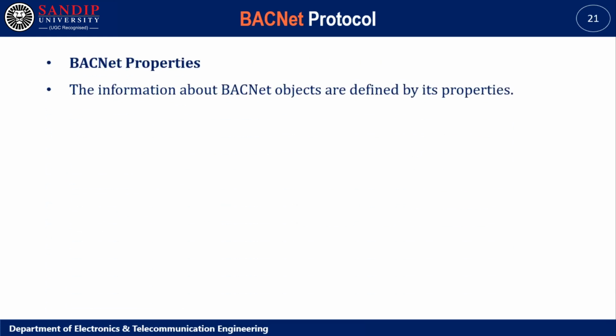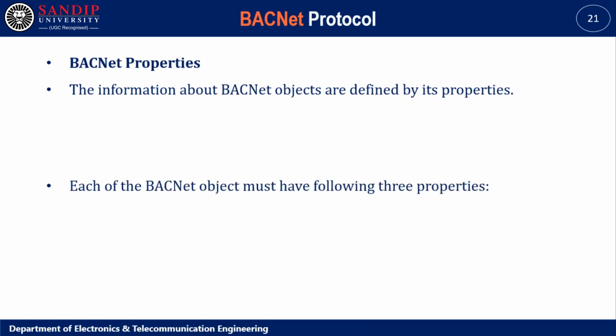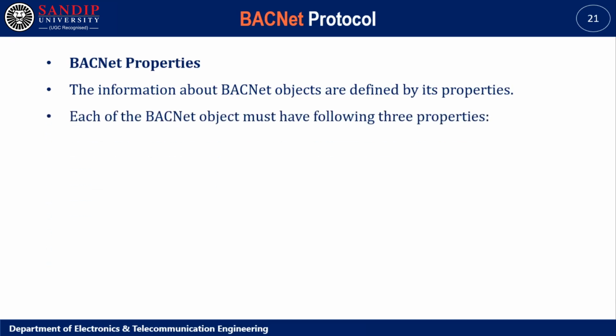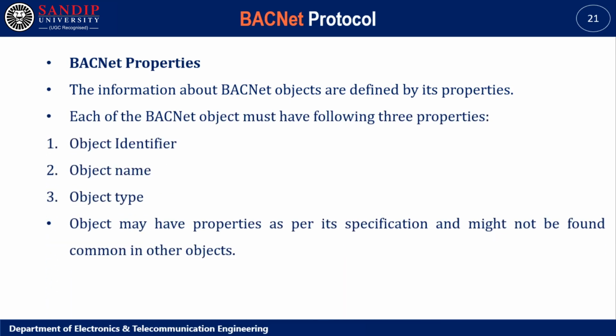BACnet properties. The information about the BACnet objects is defined by its properties. Each BACnet object must have the following three properties: object identifier, object name, object type. An object may have properties as per its specification that might not be found common in other objects.